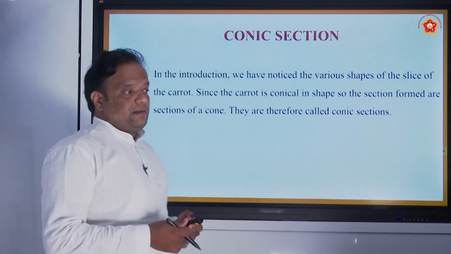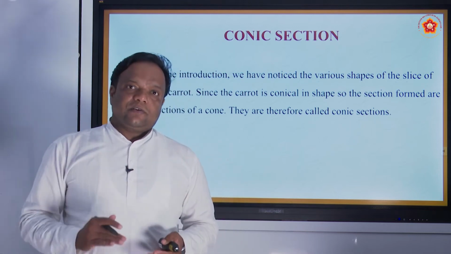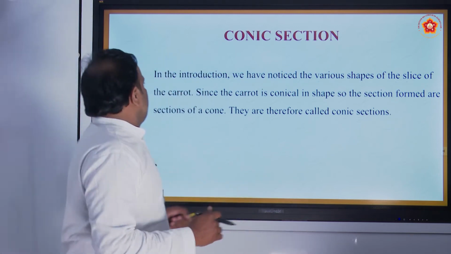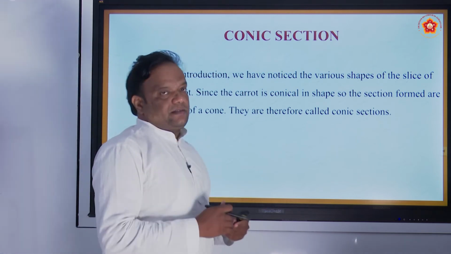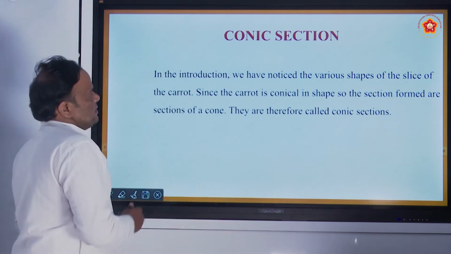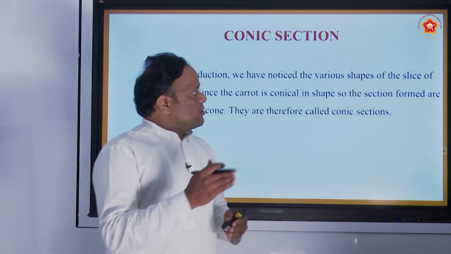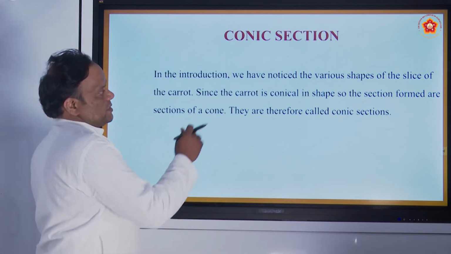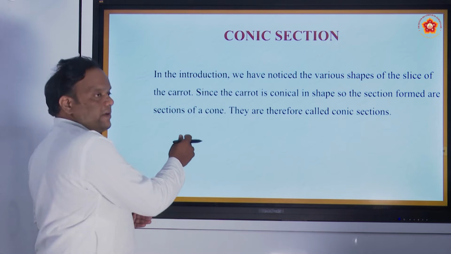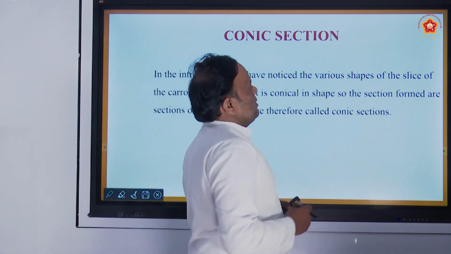I just explain it as the cut of a cone in different shapes. Each section is called a conic section. In the introduction, we noticed the various shapes of the slices of the carrot. Since the carrot is conical in shape, the sections formed are sections of a cone. Therefore, they are called conic sections.